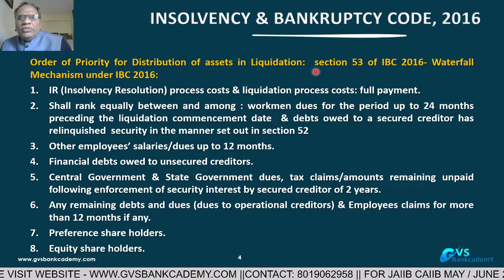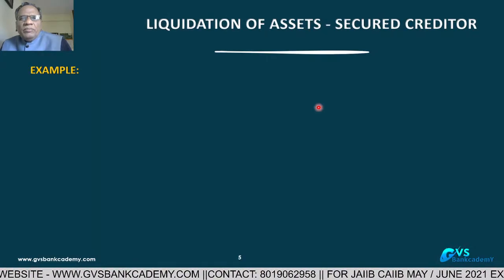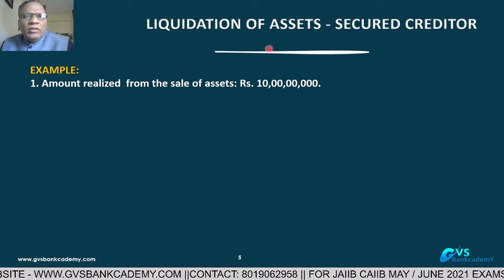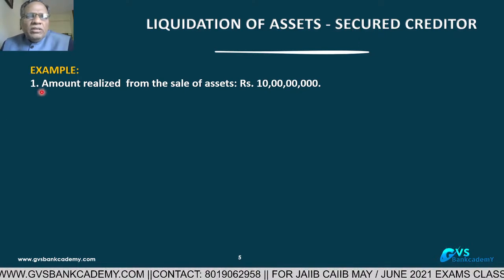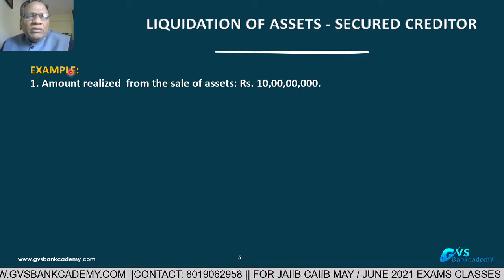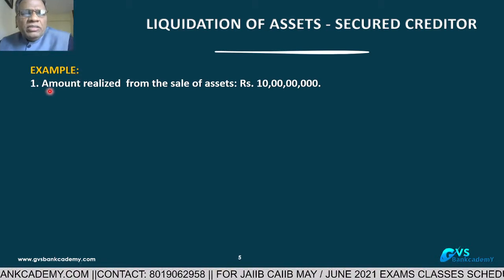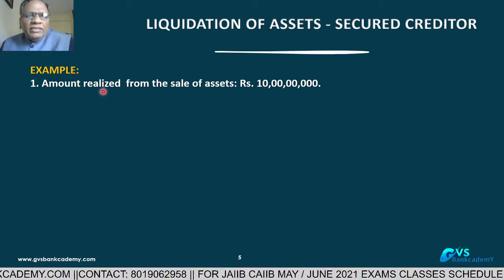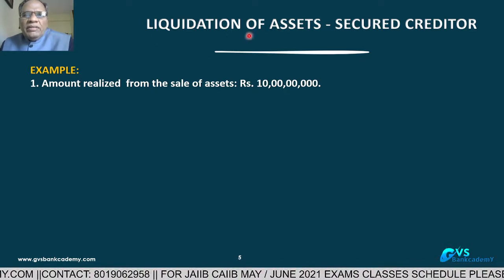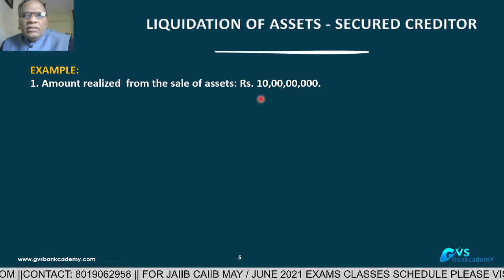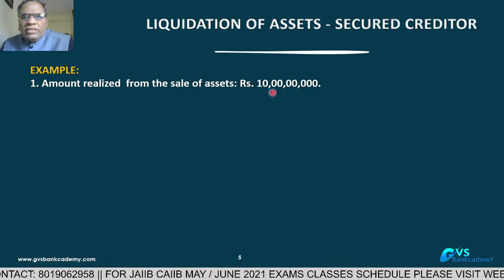Now we are going to see one small case study example, on liquidation of assets, the secured creditor portion. Please note down, this is not an actual exam question. This is the example. Under liquidation of a company's assets, the amount realized from the sale of assets is 10 crores.